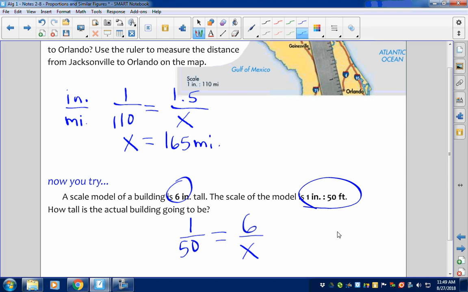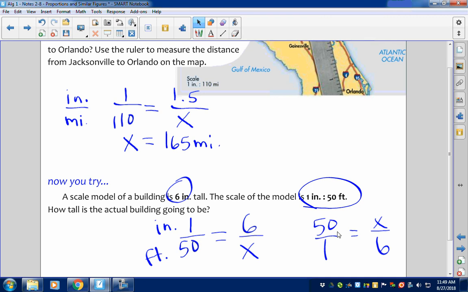If you set it up backwards, 50 is to 1, does it matter? No, that does matter. So it has to be 6 over x because I have inches on the top and I have feet on the bottom, straight across. If I switch it up and do 50 over 1 equals x over 6, that's okay. Yep, either one of these will work.